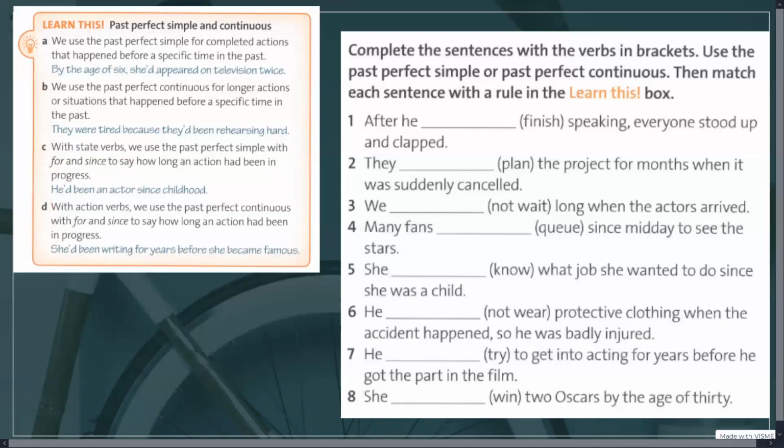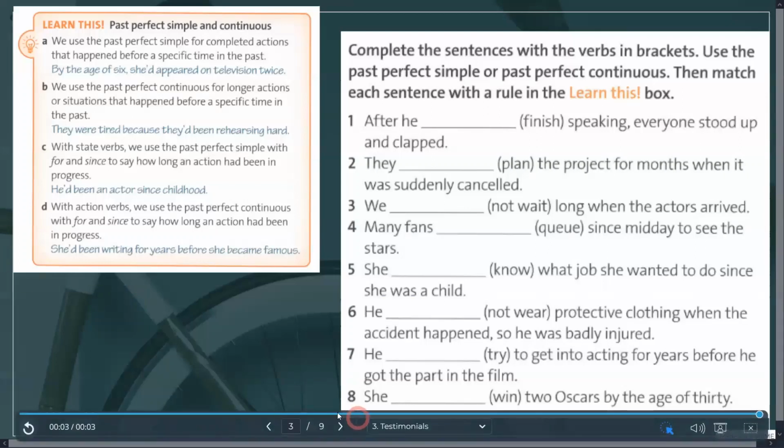Dakle, glavne razlike: kad je glagol stanja, koristimo naravno past perfect simple sa for i since. Kad je glagol radnje, onda ćemo koristiti past perfect continuous sa for i since. I past perfect simple koristimo za neke dovršene radnje koje su se dogodile prije specifičnog vremena u prošlosti. A past perfect continuous koristimo za duže radnje ili situacije koje su se događale u prošlosti, to jest prije određenog trenutka u prošlosti. Now, let's solve this. Idemo riješiti ovaj zadatak.